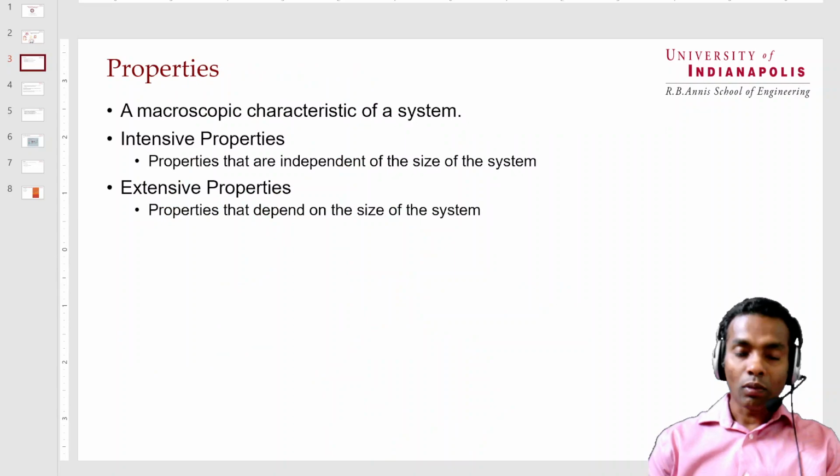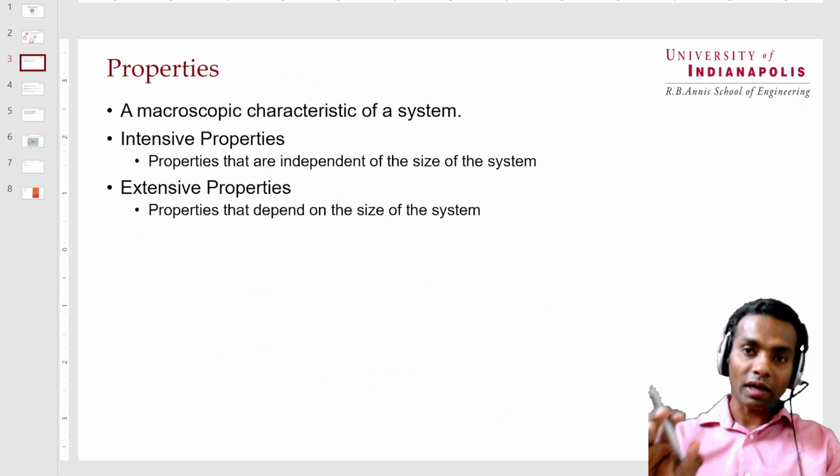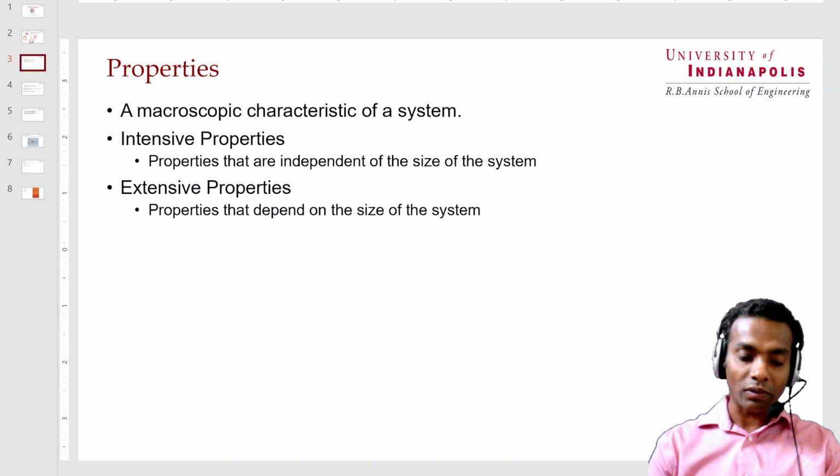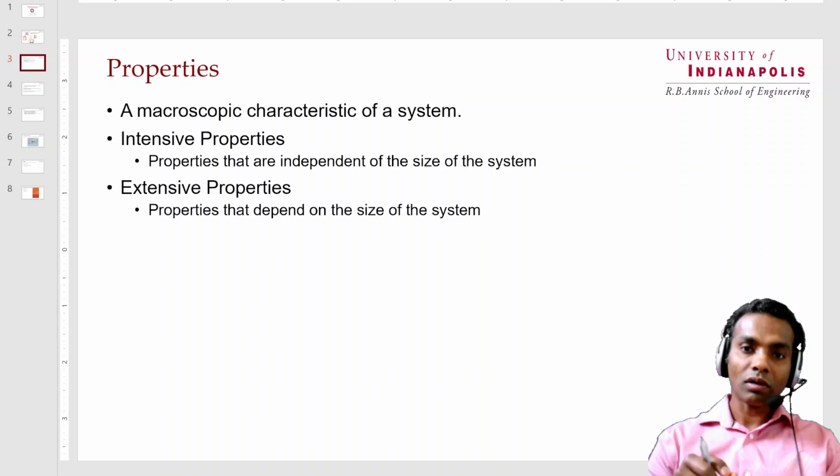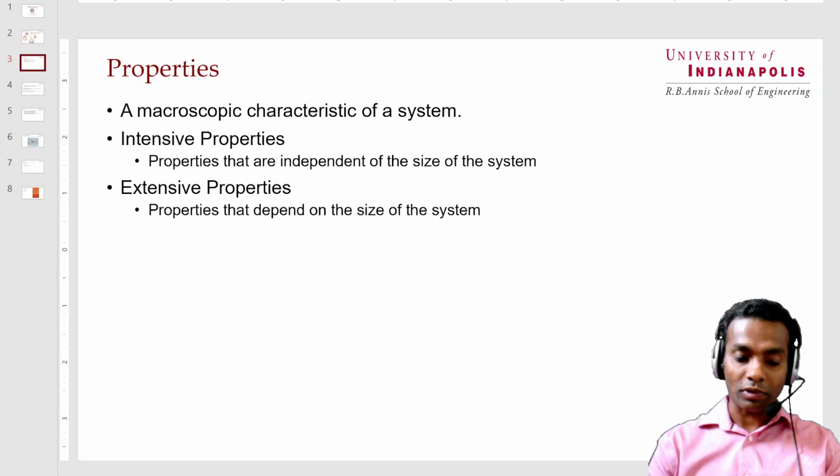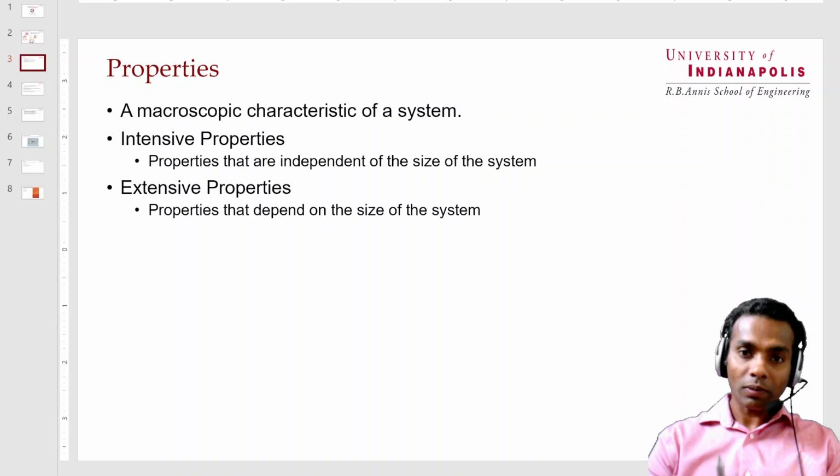Once we identify a system, then we need to define the system. To define the system, we need to define characteristics of the system. Now, as explained in the introduction video, we're going to take the macroscopic approach for thermodynamic systems, or classical thermodynamics. When it comes to macroscopic analysis, we need macroscopic properties or macroscopic characteristics of the system. These are called properties. And the properties can be widely categorized into two groups.